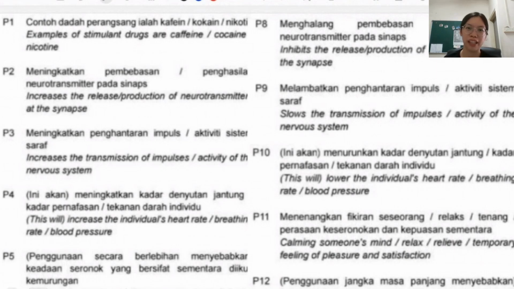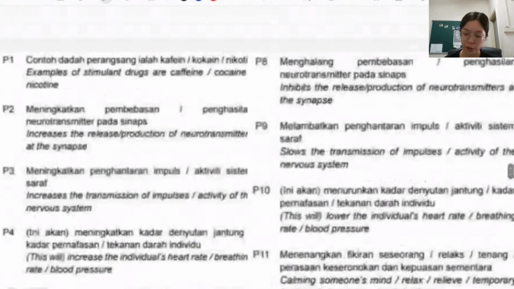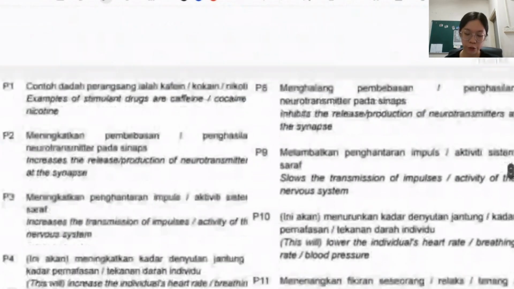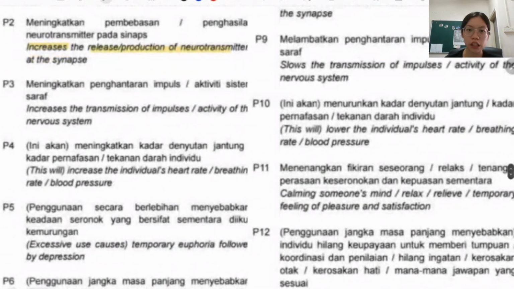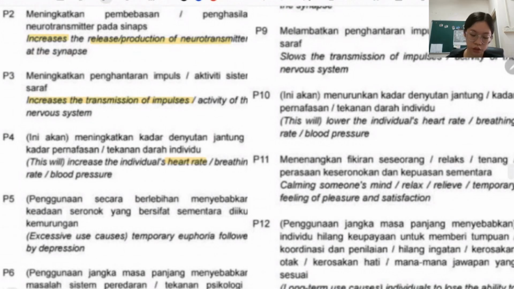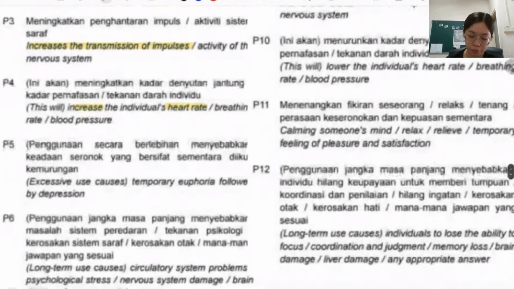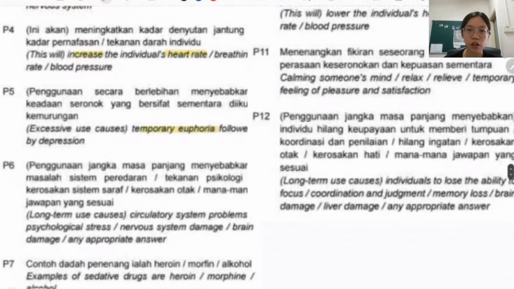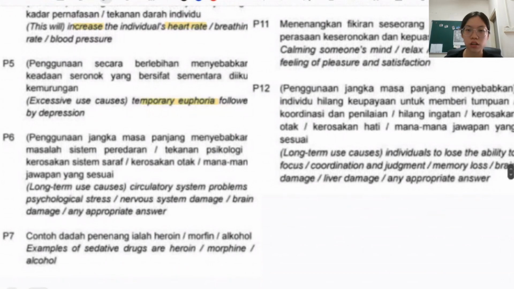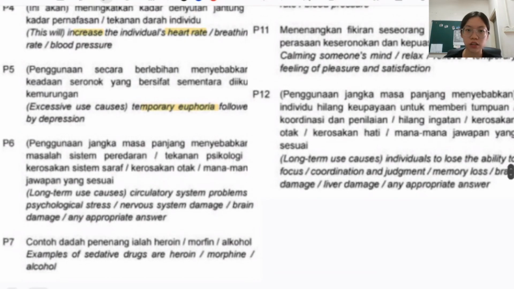Other than that, you can also mention an example, because they also mentioned the example of it. So it actually increases the release of it. When you increase the release, you will speed up the transmission of impulse. When you speed up transmission of impulse, you tend to have a higher activity rate. That's why it will increase the heart rate and make you go very happy, euphoria, followed by depression. And if you consume it long term, it causes circulatory system problems, psychological stresses, all those things.